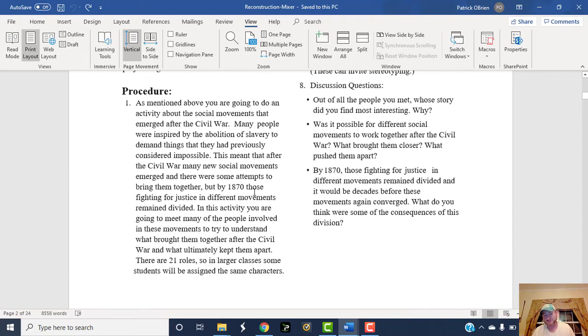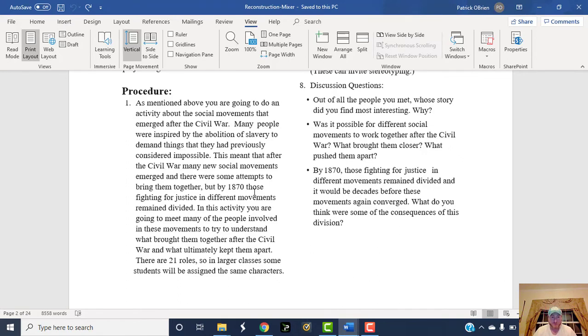Procedure. As mentioned above, you are going to do an activity about the social movements that emerged after the Civil War. Many people were inspired by the abolition of slavery to demand things that they had previously considered impossible. This meant that after the Civil War, many new social movements emerged, and there were some attempts to bring them together. But by 1870, those fighting for justice in different movements remained divided.